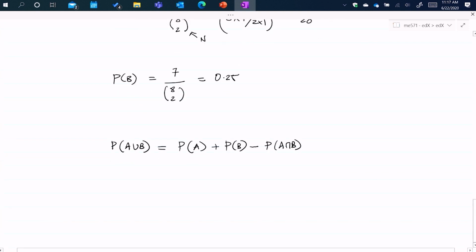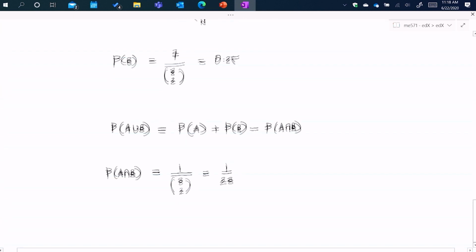Now, what is the probability of A intersection B? The number of ways in which I can pick both the king and queen of spades is only one way. I don't have any choice at all. There's only one way I can pick them out of a total of 28 ways I can pick 2 cards. There's only one possibility for me to pick both the king and queen of spades. So that's 1 over 28.